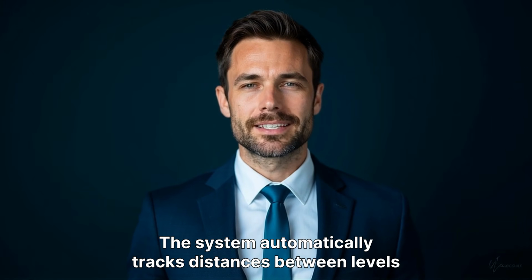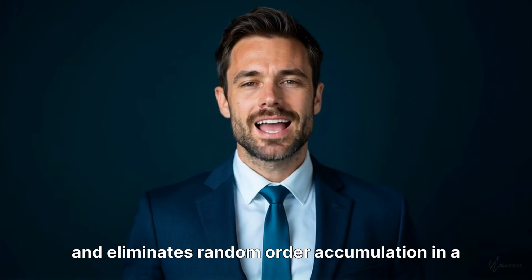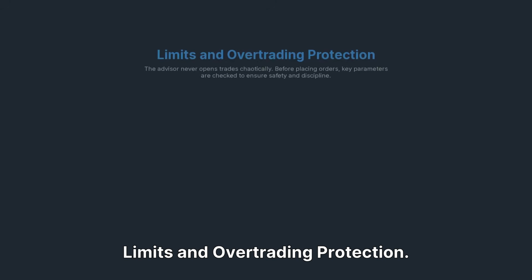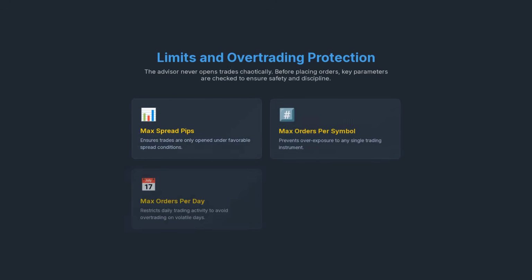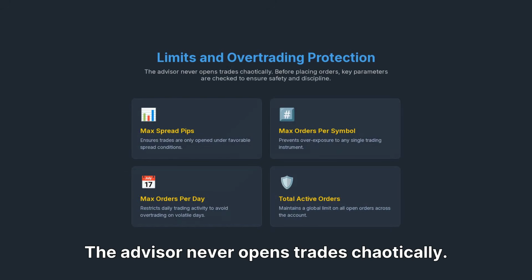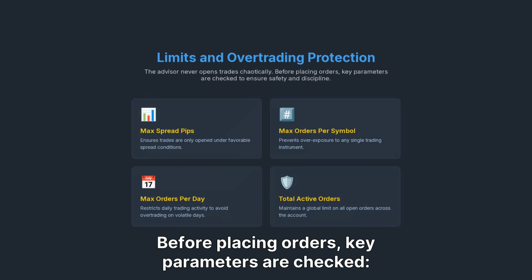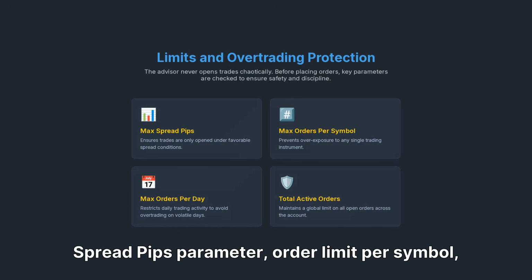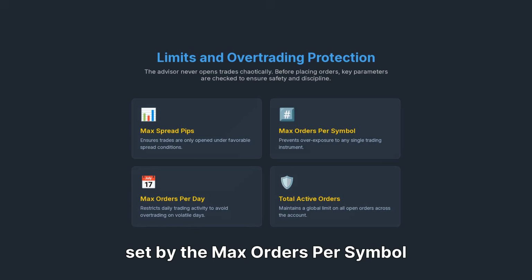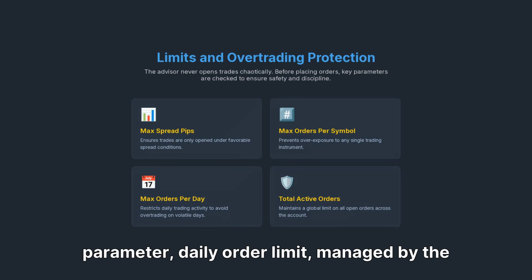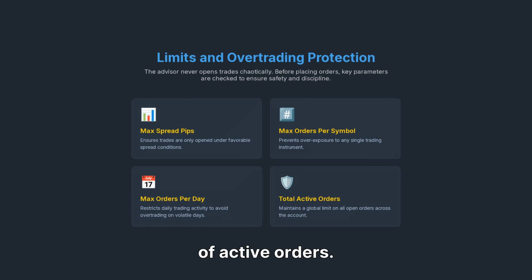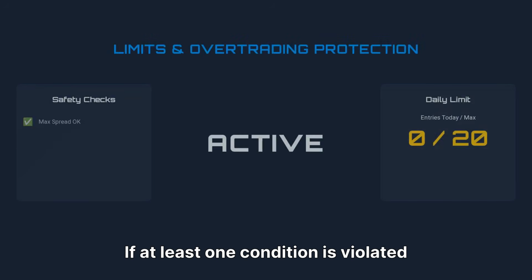The system automatically tracks distances between levels and eliminates random order accumulation in a single price zone. Limits and overtrading protection. The advisor never opens trades chaotically. Before placing orders, key parameters are checked. Maximum allowed spread, specified in the max spread pips parameter. Order limit per symbol, set by the max orders per symbol parameter. Daily order limit, managed by the max orders per day parameter. Total number of active orders.